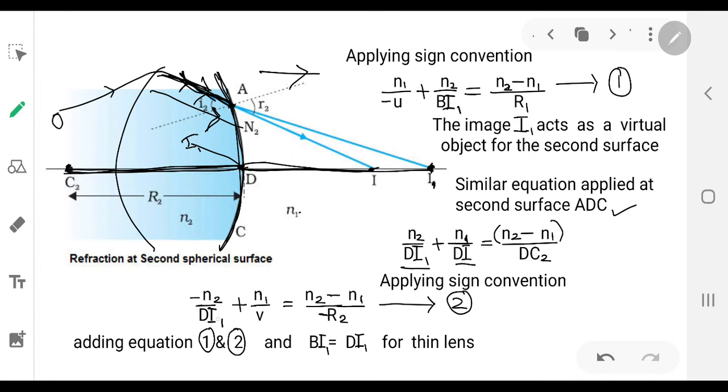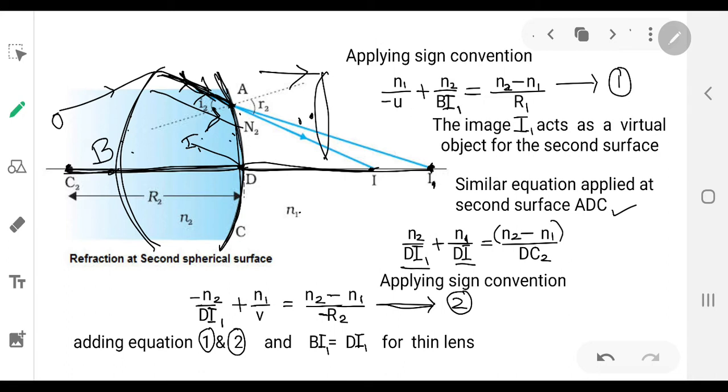So minus n2 divided by di dash. We will denote this as equation 2. Now we'll add equation 1 and 2. Equation 1 and 2 will be added, and for a thin lens, this is our first refracting surface B, second refracting surface D. In practice this lens is not this wide, it is very thin.